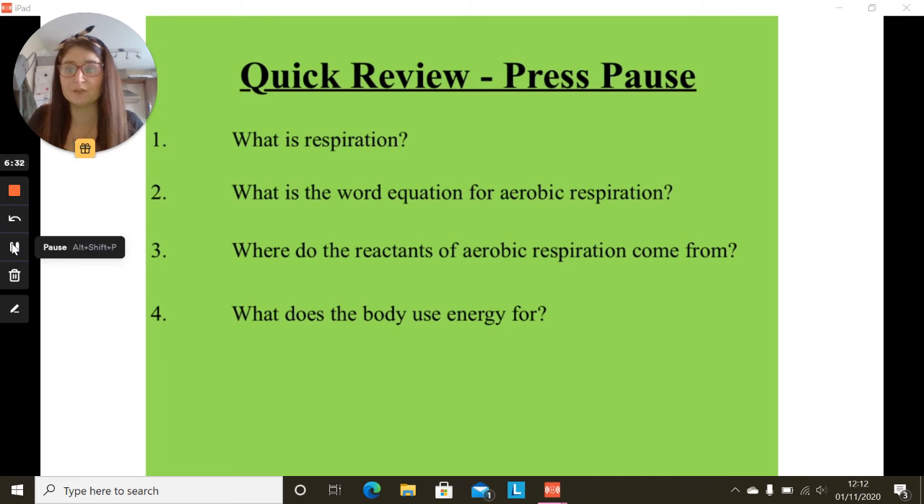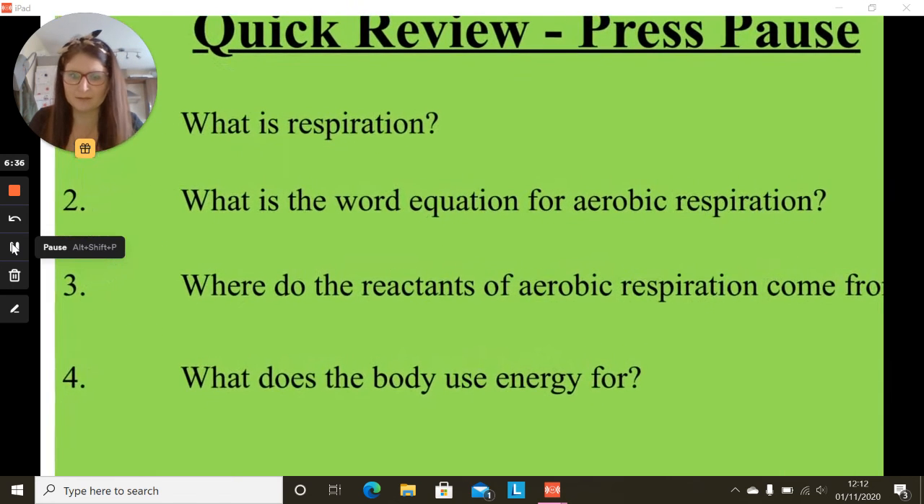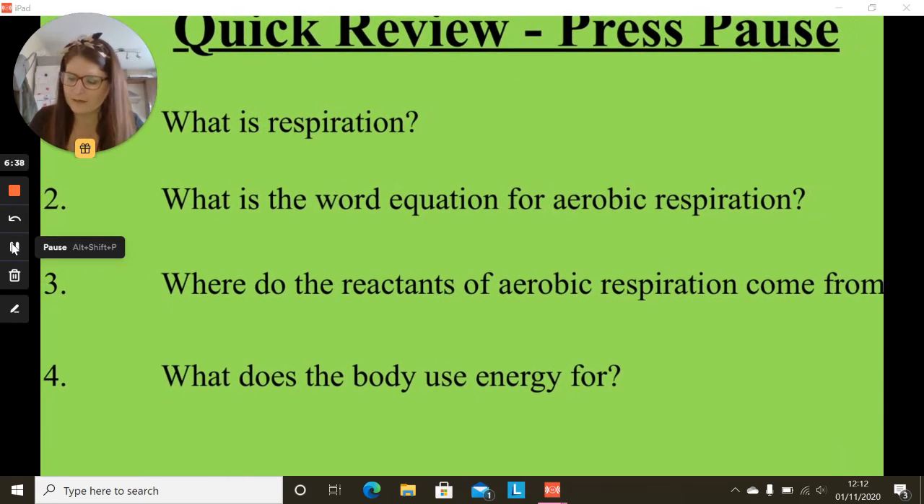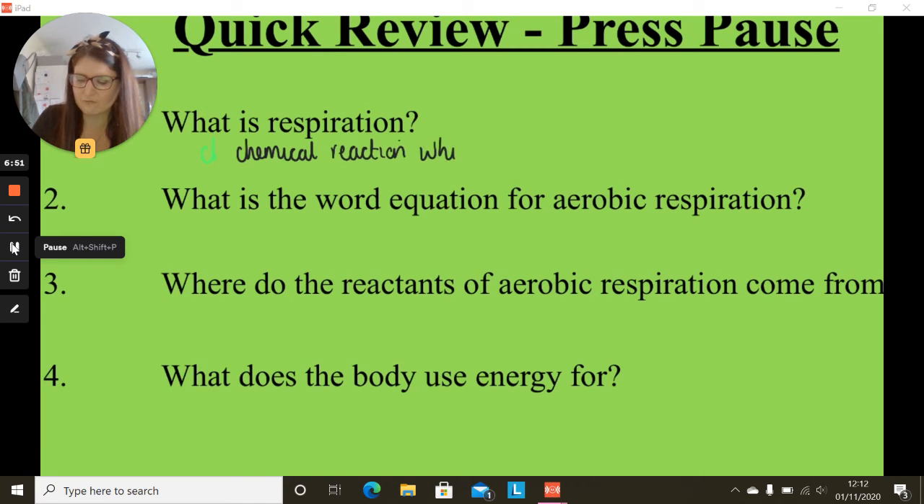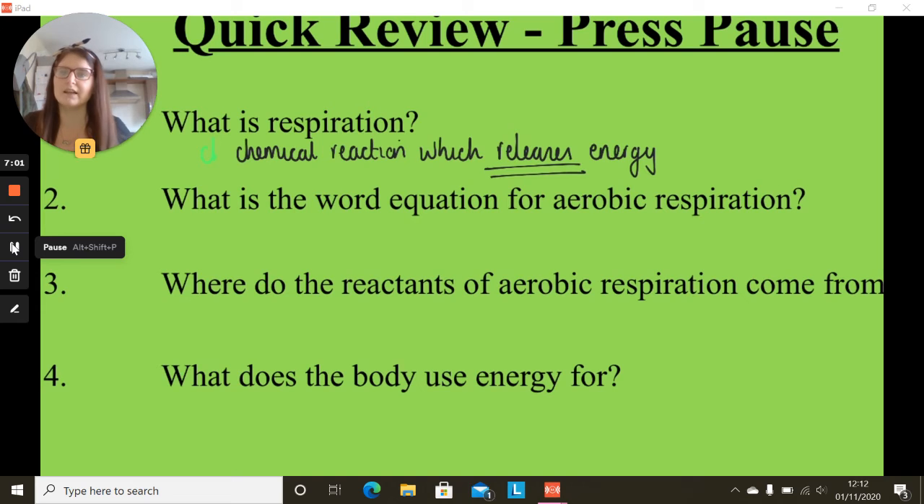So what is respiration? As we have said, respiration, let me zoom in just so I can write it, is a chemical reaction which releases energy. Oh, I'm in green, that's not going to help for you to see. That's the main word I am looking for. We don't want produces. I am looking for that it releases energy.